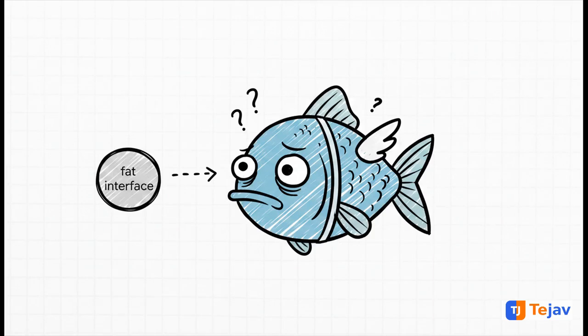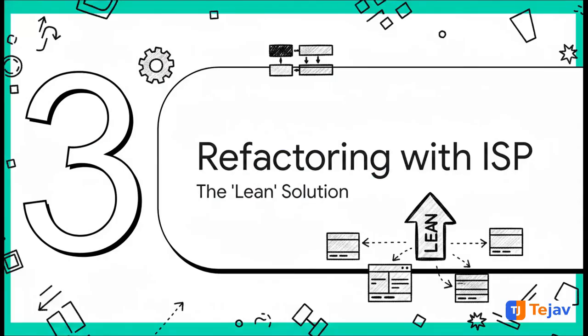Because here's the thing. What happens when we try to use this interface with a Fish class? Well, that fish is now forced to have a fly method. But fish can't fly. This leads to these totally absurd situations where you have to write an empty method or throw an exception, which is a huge red flag that your design is broken. So, how do we fix this mess?